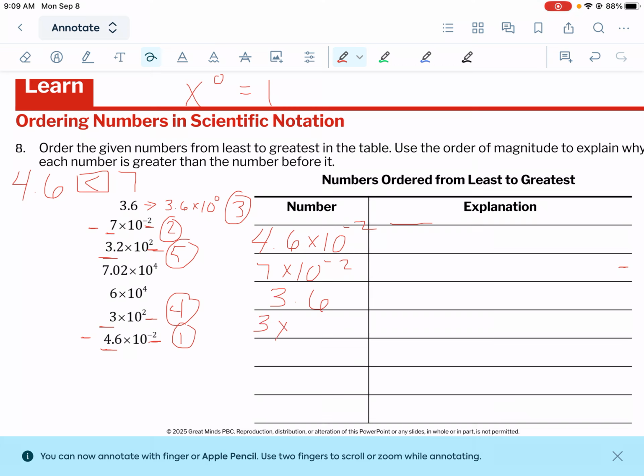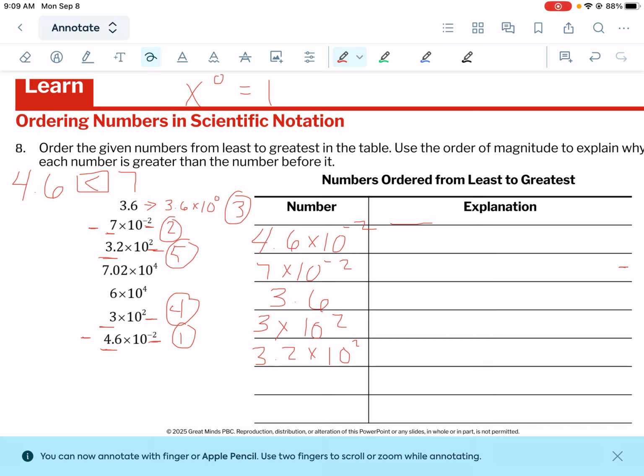Keep it in scientific notation. 3 times 10 squared, 3.2 times 10 squared. And it'll kind of have the same explanation as what we had for the first 2.